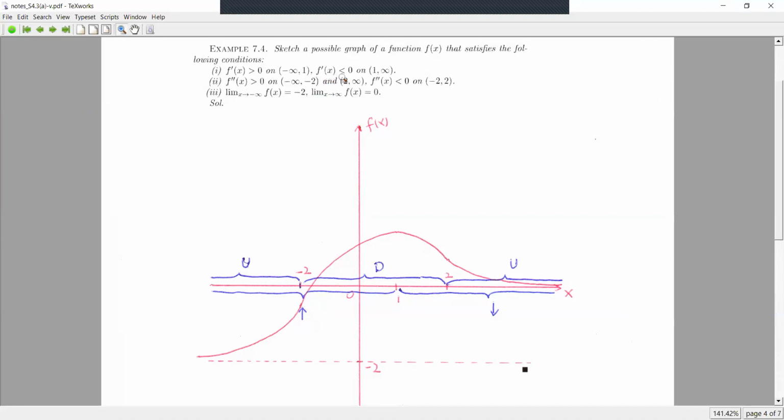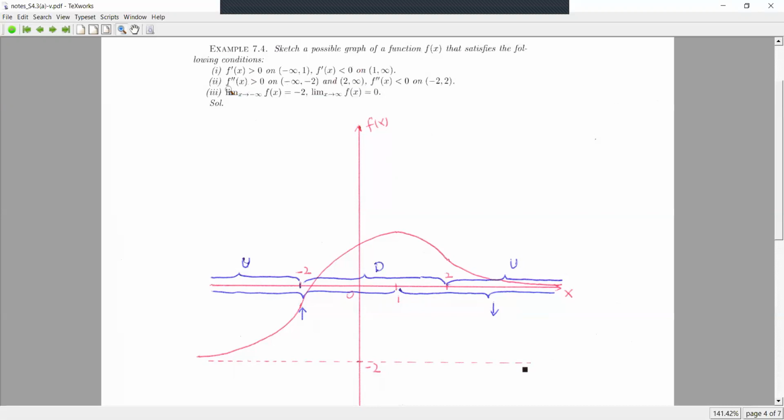First derivative less than 0 on this interval, 1 to infinity. From 1 to infinity, first derivative less than 0. That means that the graph of the function is decreasing. So from 1 to infinity, the curve is decreasing. Mark down the information.